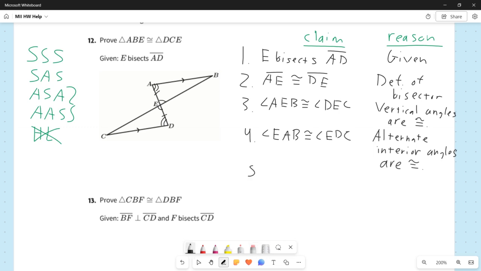So now I can basically just jump to my very last step, and I'm just going to rewrite the thing that we're trying to prove, which is that triangle ABE is congruent to triangle DCE. And as we've already discussed, the reason that we're allowed to say this is that in this situation, we have the angle, side, angle triangle congruency situation. So that is one of the acceptable ones, and so that's the one that we're going to go with, and that is our proof for number 12.